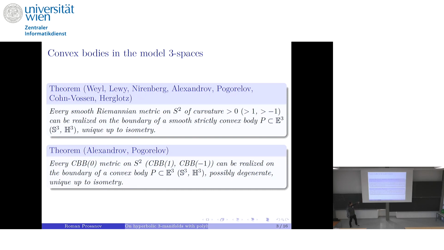And Alexandrov and Pogorelov proved that that's indeed a complete description of the intrinsic geometry of the boundary of convex bodies. So every such metric on the two-dimensional sphere can be realized on the boundary of a unique convex body in three-dimensional Euclidean space. All right, yeah?